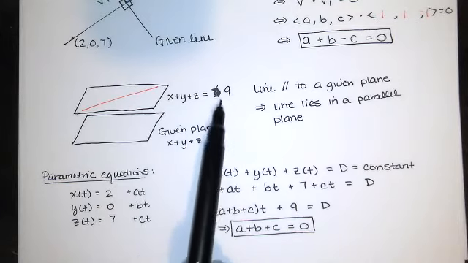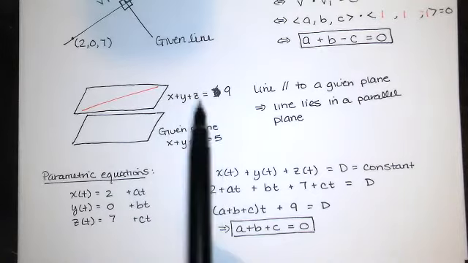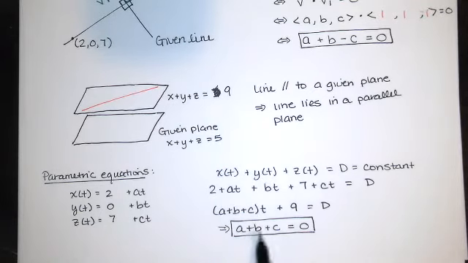So it turns out our constant is 9, and our line lies in the plane x plus y plus z equals 9. And the only way that can happen is if a plus b plus c equals 0. If a plus b plus c were not equal to 0, there would be a particular value of t that might satisfy this equation, and our line would pass through that plane and it wouldn't be lying entirely in the plane. Okay, so that's one way of looking at it. That's one way to come up with this equation. And we're going to use these two equations to come up with the components of our direction vector.